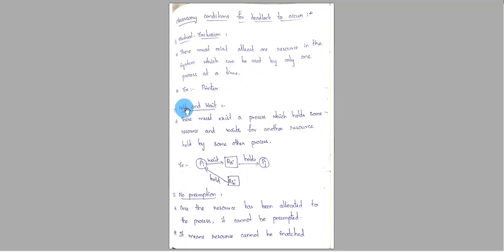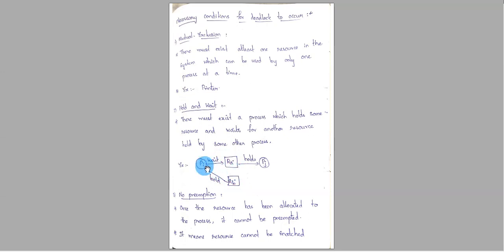Next we will see about hold and wait. Hold, it is holding one resource. Wait, it is waiting for another resource. There must exist a process which holds some resource and waits for another resource held by some other process. So in this resource allocation diagram, you see, this single dot represents a single instance resource. If more dots are there, then it represents a multi-instance resource. That means the resource can be allocated to more processes based on the number of dots. If there are 2 dots, the resource can be allocated to 2 processes. So here it is a single dot. That means it can be allocated to only a single process.